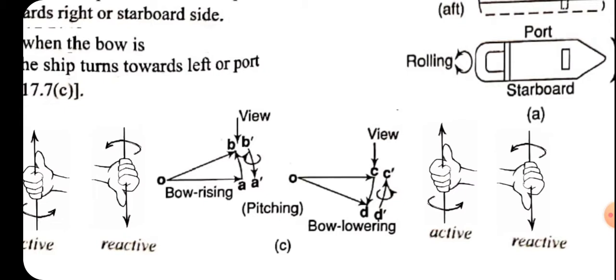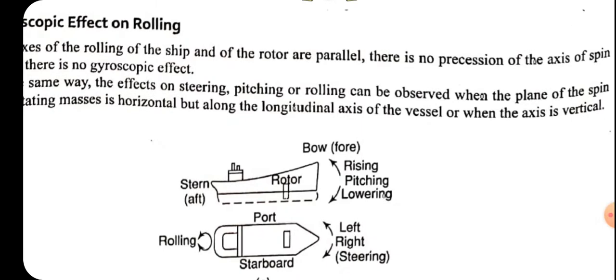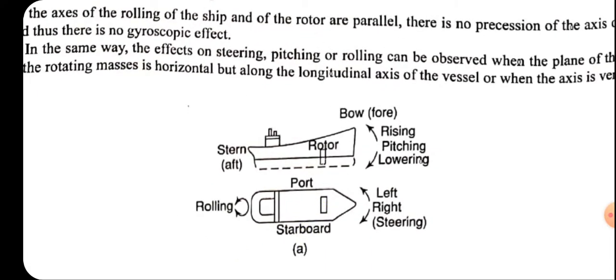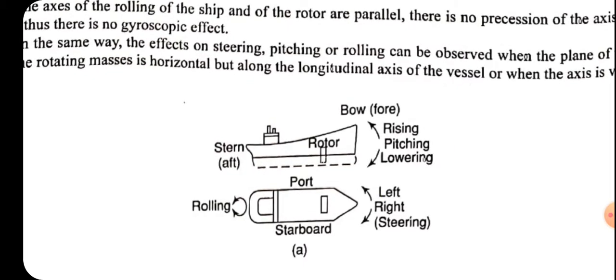But when the bow is lowered, then what will happen? The ship, as you can see from the reactive couple, turns towards left, or I can say port side. Now what will happen in the effect of rolling? So you can see that the axis of rolling of the ship and the rotor are parallel, so there is no precession of the axis of spin, hence there is no gyroscopic effect.